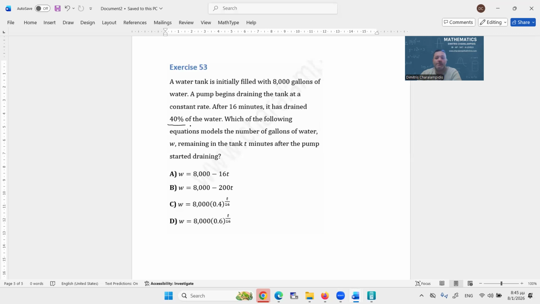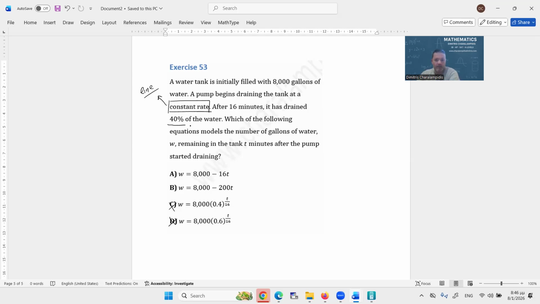Okay, so we know that it drains the tank at a constant rate. This keyword here only means one thing. We're talking about a line. Only linear functions, lines, have constant rates of increase or decrease. It's not an exponential anymore. So we should reject C and D. We are now between A and B.